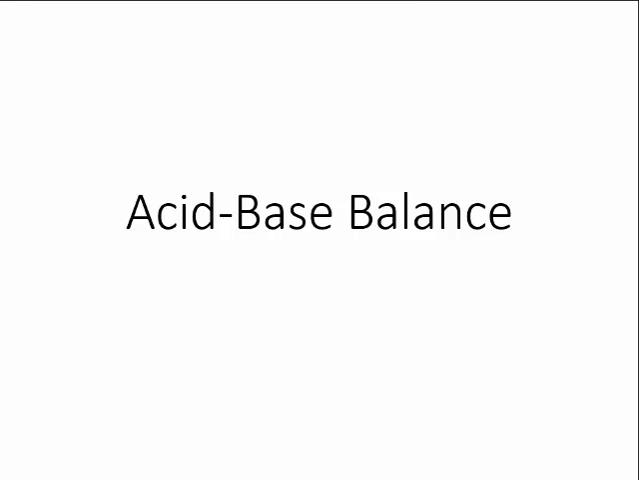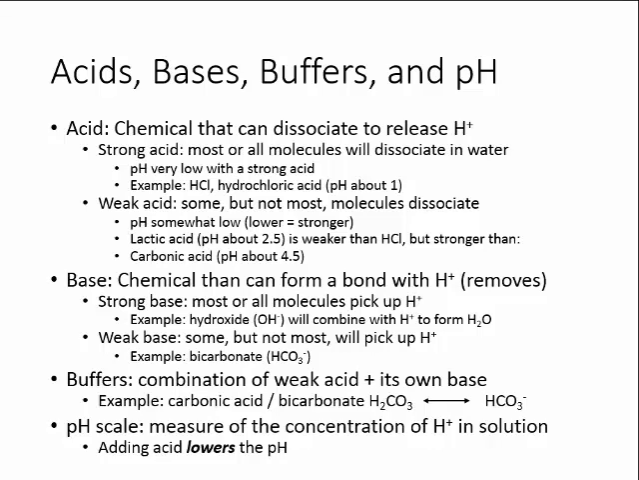This is a review of the acid-base balance lab. An acid is a chemical that can dissociate to release hydrogen ion. A strong acid is one in which most or all of the molecules of acid will dissociate when mixed in water. The pH becomes very low when a strong acid is mixed in water. An example is hydrochloric acid with a pH of about 1.